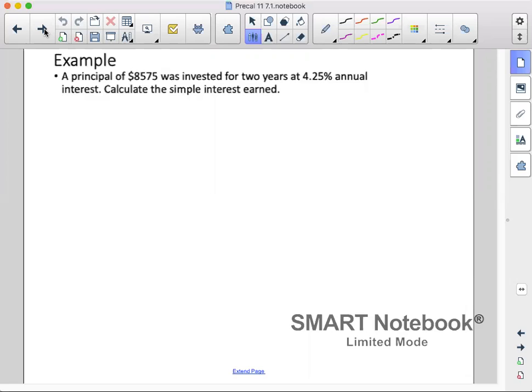So for example, a principal of 8,575 was invested for 2 years at 4.25% annual interest. Calculate the simple interest earned. For these, I tend to write out what we have before solving them. The first value they give us is our principal, so our principal is 8,575. Next they tell us 2 years, so we know our T is 2. And then our interest rate R is 4.25%, which we want as a decimal, so we divide that by 100, so that's 0.0425.